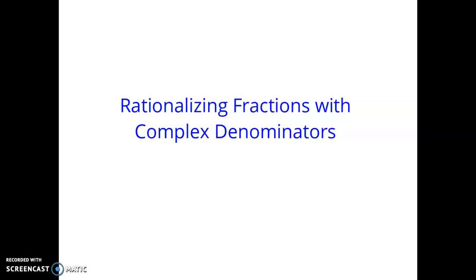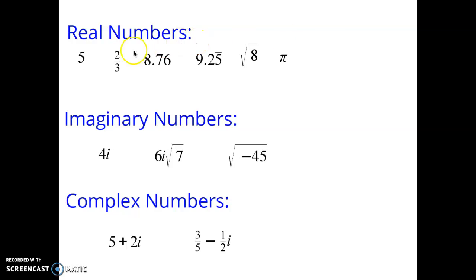All right, in this video, we're going to look at rationalizing fractions that have complex denominators. So let's explore this word complex just a little bit. Okay, we've used real numbers for many years.